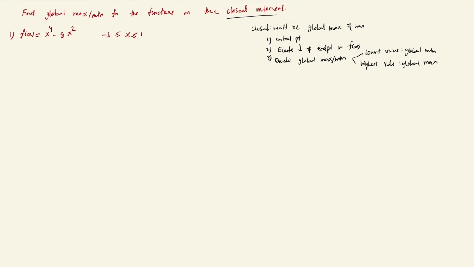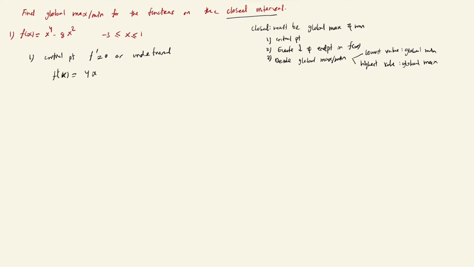First, we will find critical points, and then 2, evaluate the function at the critical points and the endpoints. And then 3, decide what's a global maximum and minimum. The lowest value is going to be the global minimum, the highest value is going to be the global maximum. So first, to find a critical point, it is where the first derivative is equal to 0 or undefined.